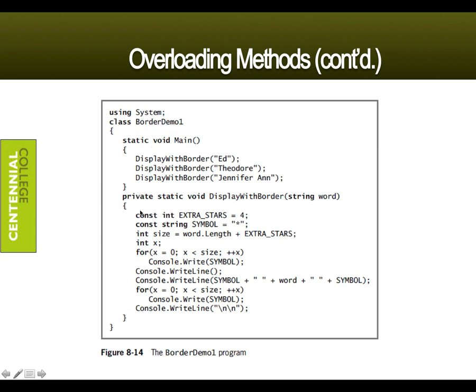So here, I'm declaring two constants: extra stars, an integer constant to which we're assigning 4, and then another constant, a string constant symbol with an asterisk as its value. These constants and integer variables live and die within this scope, just to remind you. So you can't see them in your main method. They're only available here in your DisplayWithBorders method.